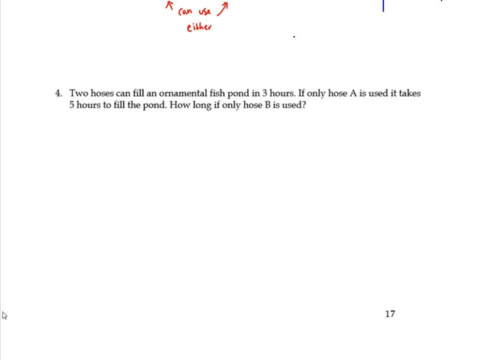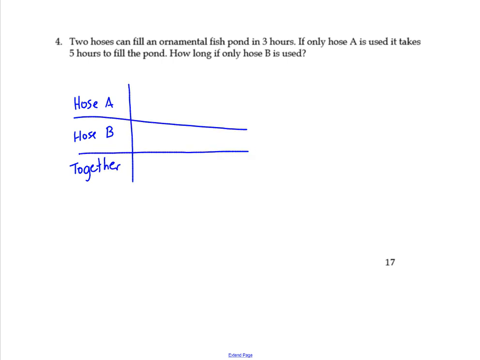Two hoses can fill an ornamental fish pond in 3 hours. If only hose A is used, it takes 5 hours to fill the pond. How long would it take for only hose B? Okay, so our 3 scenarios: hose A, hose B, and together. Then we have time to complete, or time to fill, same thing. What's the next one going to be?